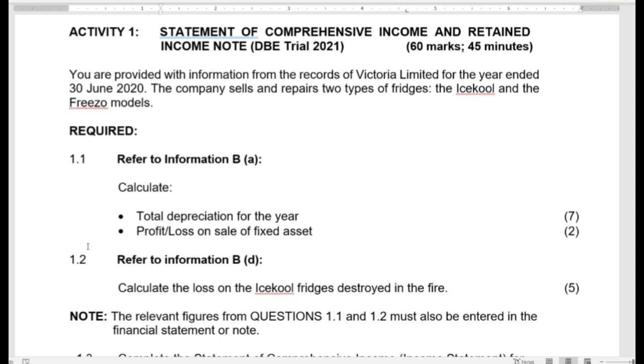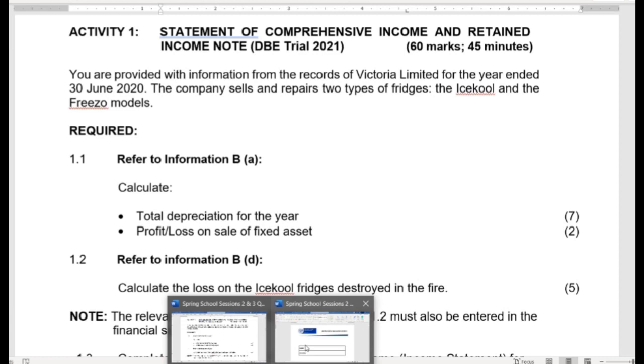We are now going to continue with 1.2, which talks about the loss of stock. Then we're going to continue later on in activity 2 with 2.2, which talks about trading stock deficit. But I want to show you the new way of asking these concepts.